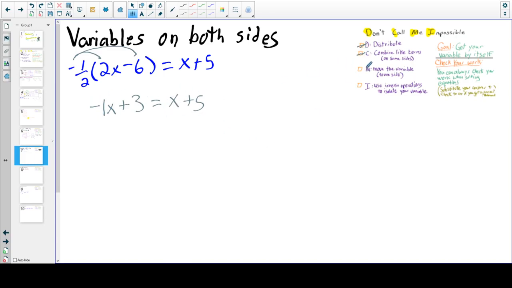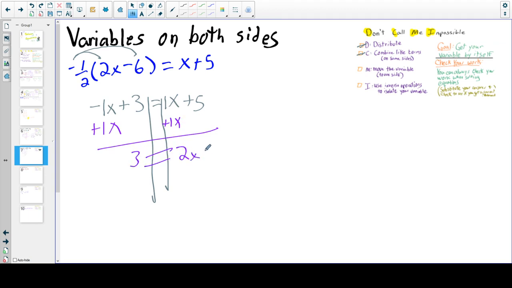Do I need to move my variable to one side? I do. Now, again, you can move this. Remember, there's an invisible 1 here. The coefficient of a variable is always 1. I can move this over here, or I can move this one over on this side. Remember, there's 2 sides to an equation. So, again, I like to do it so everything's positive, so I'm going to move this one. This adds to 0, and you're left with 3 equals 1 plus 1 is 2x plus 5.